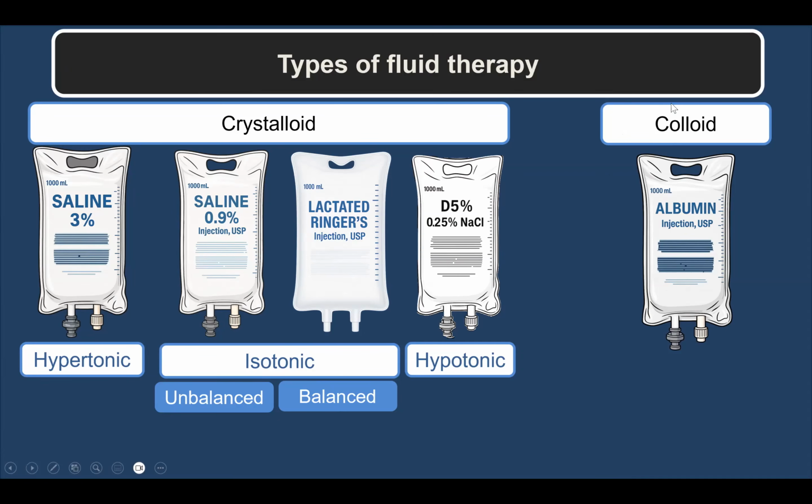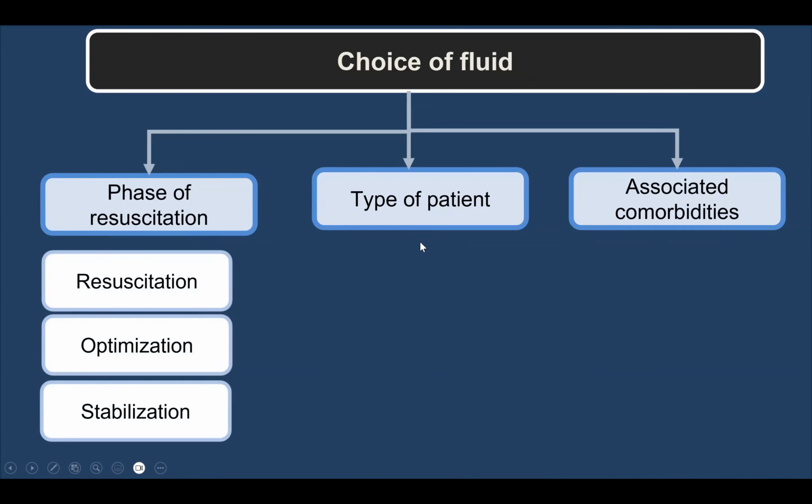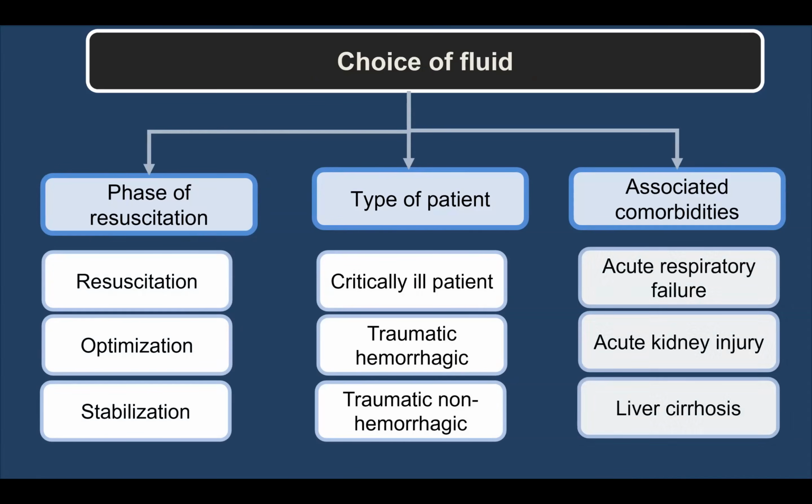On the other hand, we have colloid solution, and the main colloid used in intensive care is albumin. The choice of the fluid depends on three important factors: the phase, whether resuscitation, optimization, or stabilization; the type of patient, whether a critically ill patient, a traumatic hemorrhagic patient, or a traumatic non-hemorrhagic patient; and lastly, the associated comorbidities, whether acute respiratory failure, acute kidney injury, or liver cirrhosis.